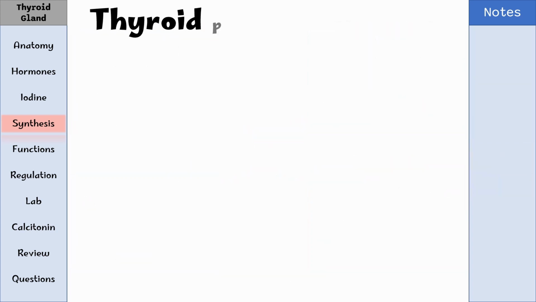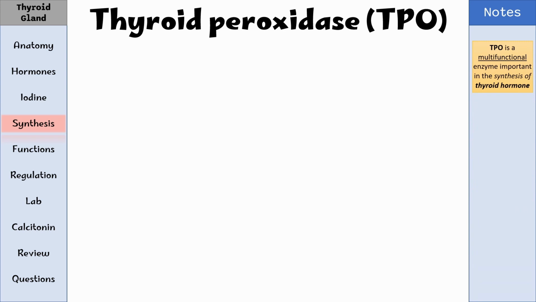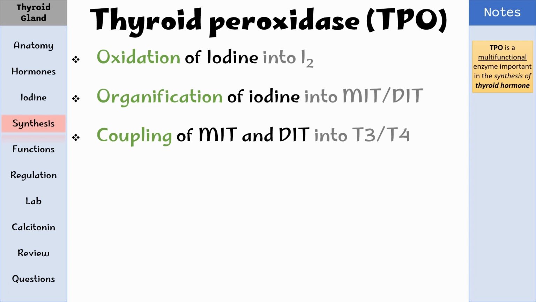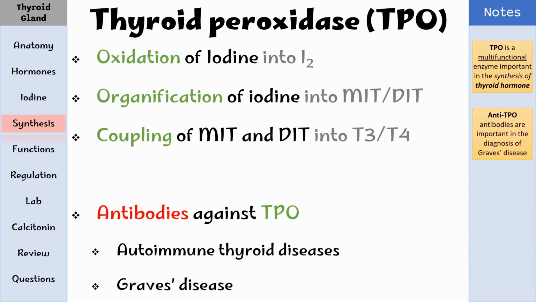So thyroid peroxidase, as you can see, is an important enzyme in the synthesis of thyroid hormone. It catalyzes the oxidation and the organification of iodine, as well as the coupling of MIT and DIT. Antibodies against this enzyme are common in autoimmune thyroid diseases like Graves' disease. We'll talk about them in another video.